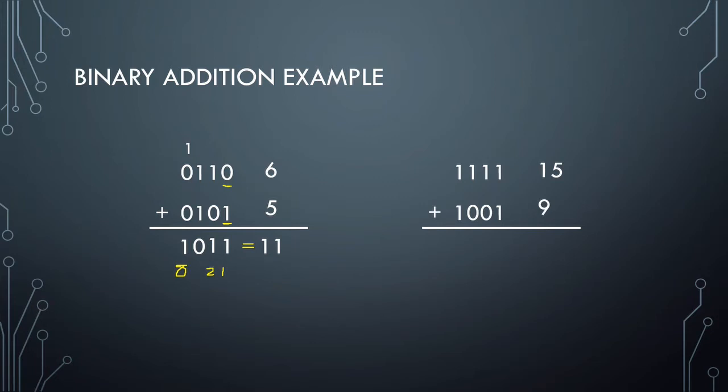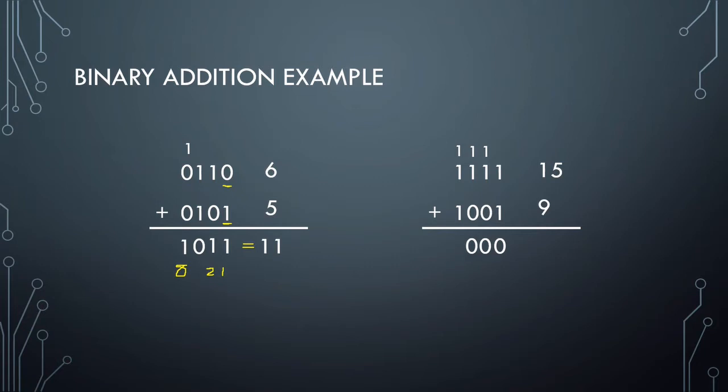So we'll do one more example of binary addition. Here we have the binary number 15 and the binary number 9. So we have 1 plus 1 all the way on the right. We're going to write down the 0, carry the 1. 1 plus 1 is going to be 0 again. We're going to carry the 1. And again, we have 1 and 1, so we're going to write the 0, carry the 1.